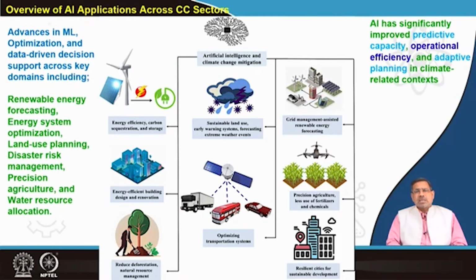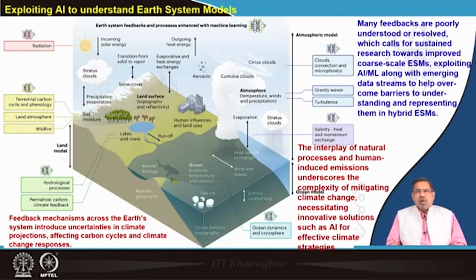So advances in AI, machine learning and deep learning tools in terms of optimization and data driven decision support across key domains. So renewable energy forecasting, energy system optimization, land use planning, disaster risk management, precision agriculture and also water resources allocation. So these are some of the important areas where AI is applied in terms of climate change related actions.